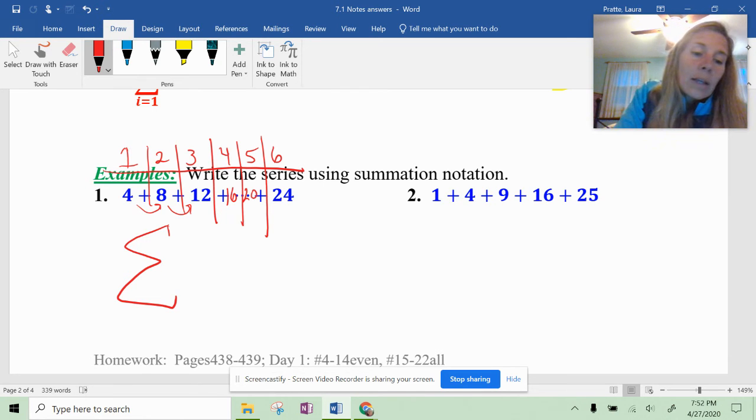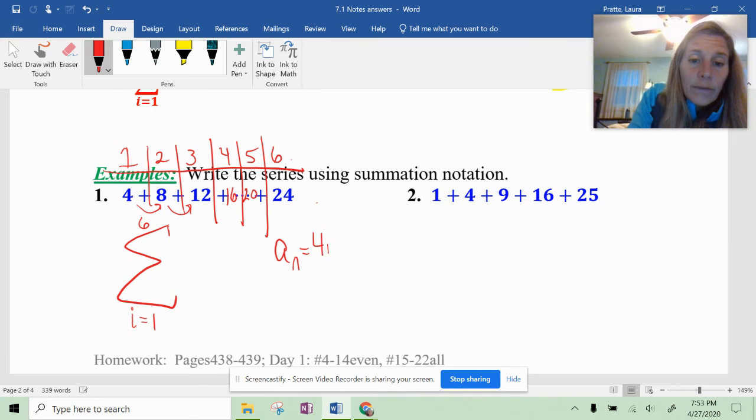So now we know that our index is starting at the first term, which is 1, and we're going to go up 6 terms. So on the top, you just write the 6. We're going from 1 to 6. And now we need to figure out, well, what is that rule, right? So we were doing our rule. This is linear because it's plussing 4 each time.